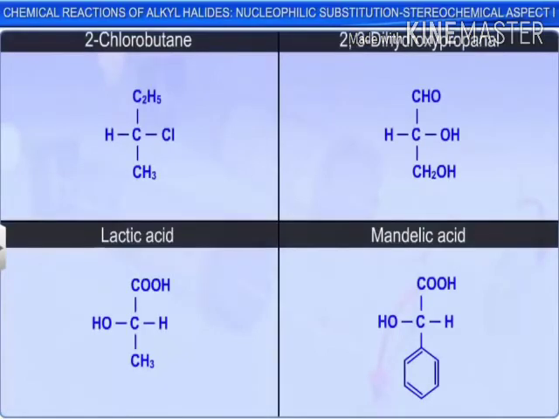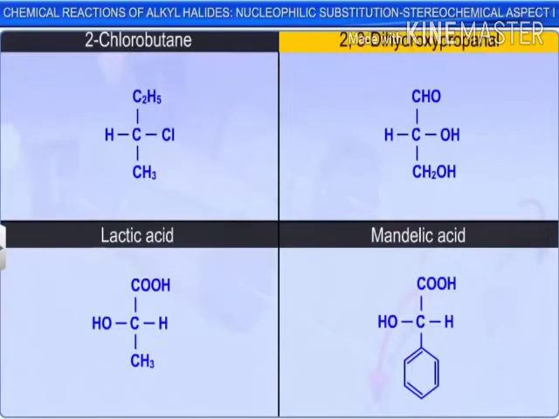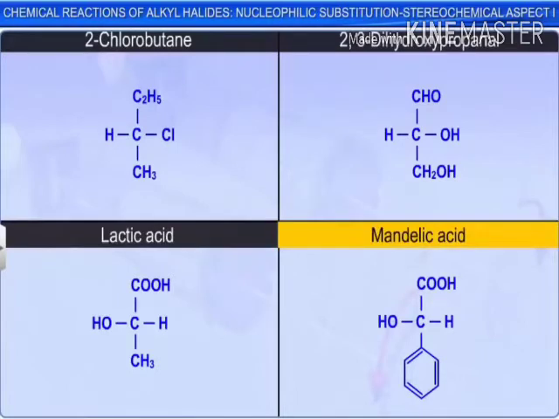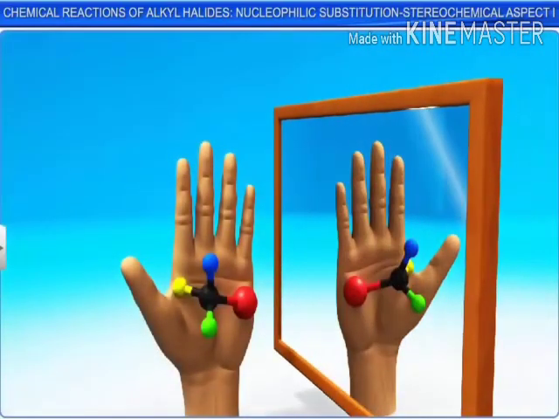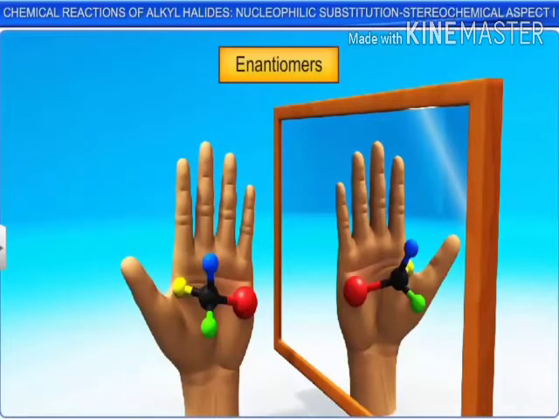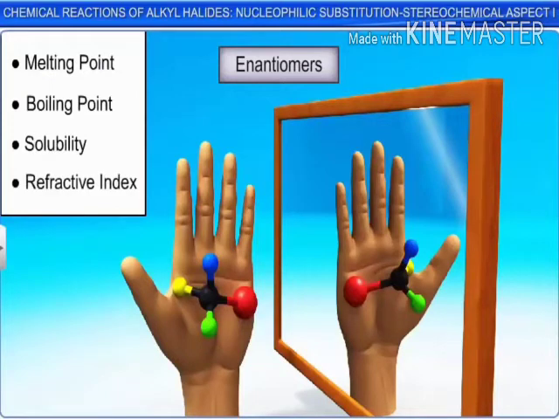Some common examples of chiral molecules are 2-chlorobutane, 2,3-dihydroxypropanol, lactic acid, and mandelic acid. Non-superimposable mirror image isomers are known as enantiomers. Enantiomers possess identical physical properties like melting points, boiling points, solubility, and refractive index. They only differ with respect to the direction of rotation of plane polarized light. They can either be dextrorotatory or levorotatory.